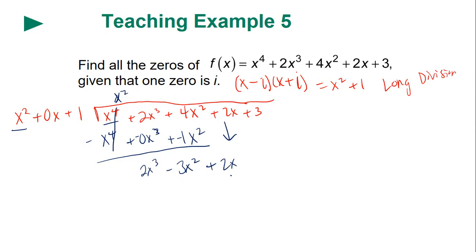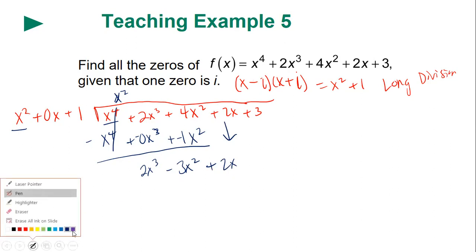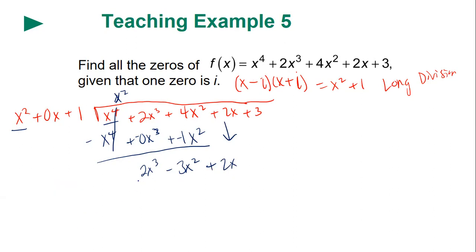So we're going to repeat. I'm going to change my colors. So now I'm asking myself, what is 2x cubed divided by x squared? 2x. So positive 2x. After I divide, we multiply. 2x times x squared is 2x cubed. 2x times 0x is 0x squared. 2x times 1 is 2x.